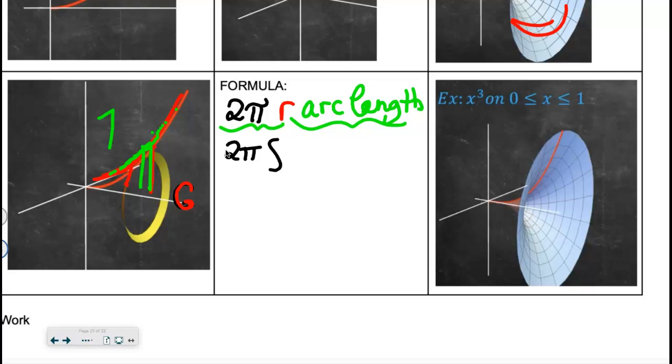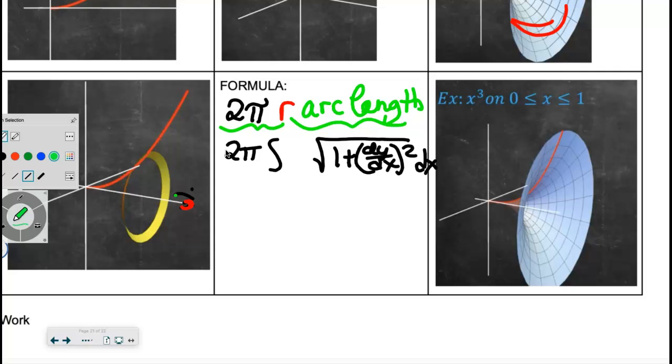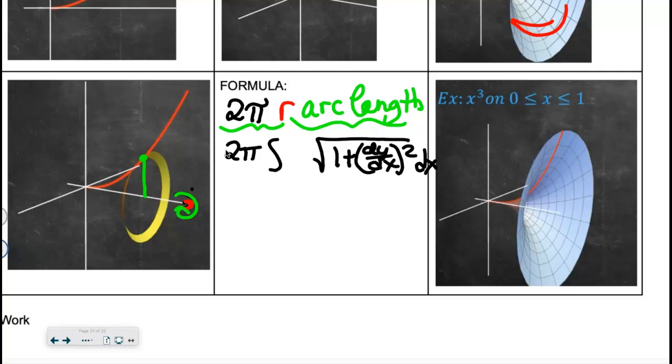Our arc length is a formula. The square root of 1 plus what? dy dx, what do I do with it? Squared. And these actually are just as easy, dx, dy as dy dx, so it doesn't really matter. So then we have to talk about what that radius is. I told you when I revolve around this x-axis right here, my radius of this circular strip would be the height on the curve. It would be f as a function of x. So in this particular case, my radius would be x cubed.